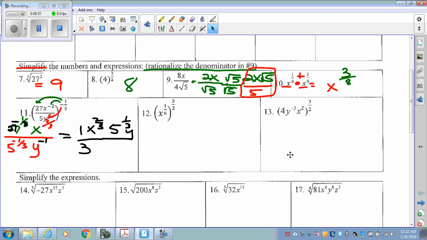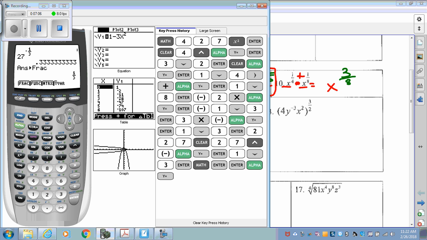All right? And then now I've got x to the 1/6 to the 3/2. Remember, you multiply these together. If you have a power of a power, it would be x, and then I'm going to take 1/6 times 3/2. So alpha y equals is 1/6 times 3/2.